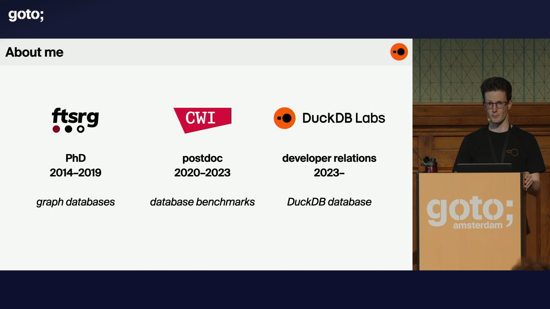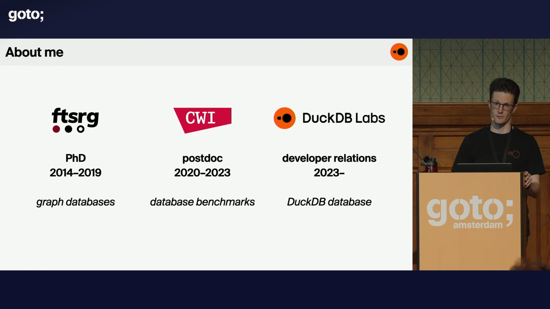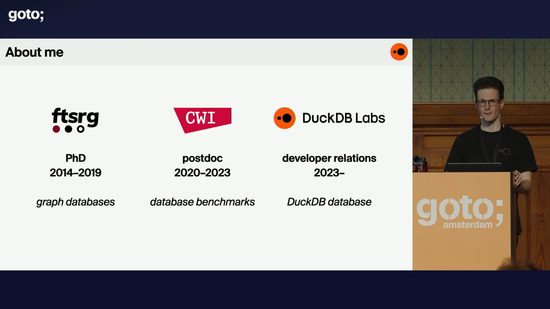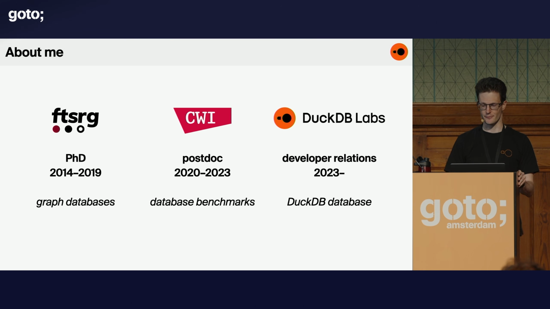I worked at CWI, the Dutch National Research Center for Computer Science, where Python was invented and Dijkstra's algorithm was invented. And there I worked on graph databases, graph analytics, and database benchmarks. And while I was doing this, in the offices near me, Mark Raasveldt and Hannes Mühleisen invented something called DuckDB, which was an open source project that spun off into a labs company, DuckDB Labs, where I followed them in 2023, and I worked there as a developer relations advocate.